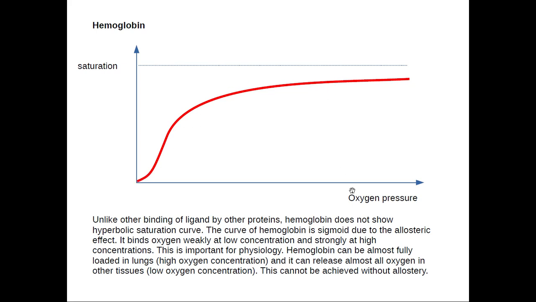So there is high affinity at high concentration, so it gets almost 100% loaded, and low affinity at low concentration, so it easily releases all the oxygen at tissues where there is a lack of oxygen.